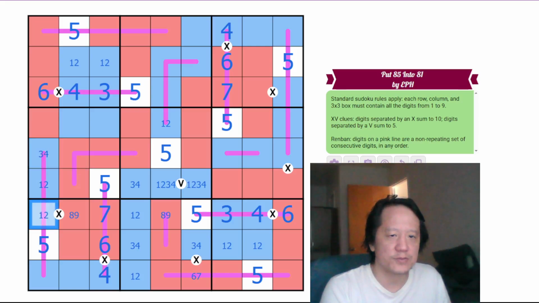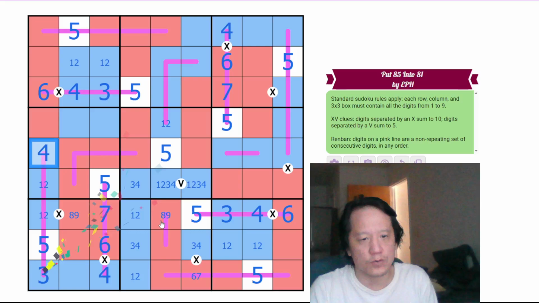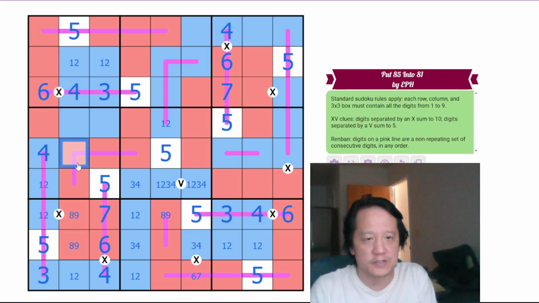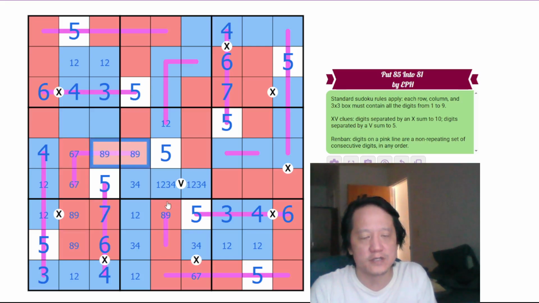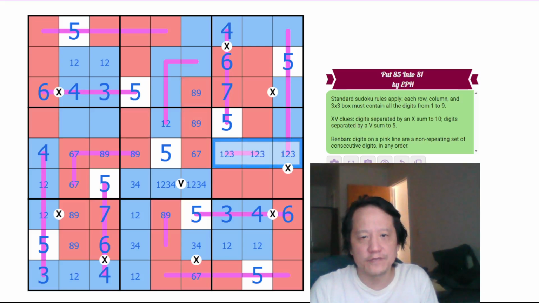That leaves this as a 3, 4 pair here. 4 eliminates 4 here. So that's 3, which makes that 4. This is 1 or 2 remaining here. This is 8, 9 as a pair. That leaves us as a 6, 7 pair here, which leaves us as 8 and 9. That leaves that as 6, 7. This 6, 7 pair eliminates 6, 7 in the rest of the column. So that's 8 and 9. This is 1, 2, and 3 left.